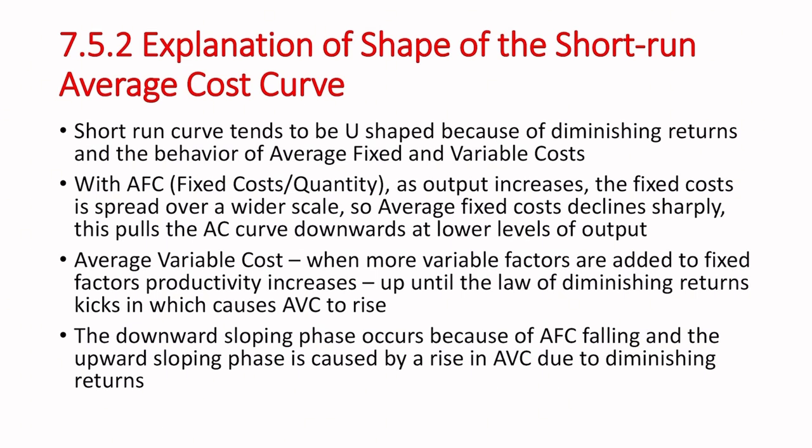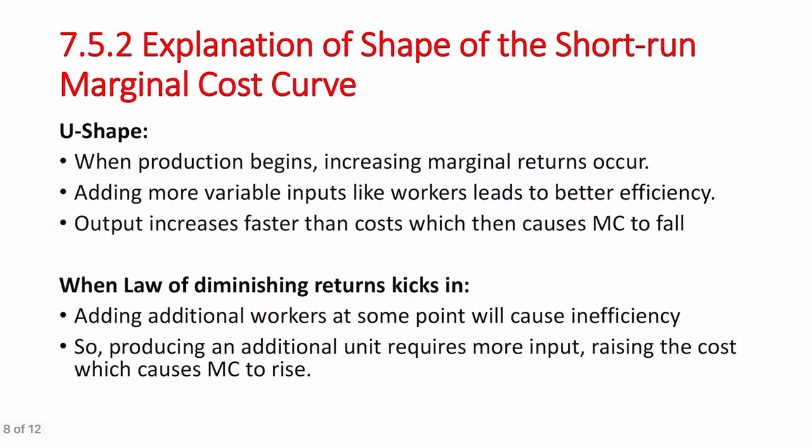The downward sloping phase occurs because of average fixed costs falling, and the upward sloping phase is caused by a rise in average variable cost due to diminishing returns. Now let's take a look at the explanation of the shape of the short-run marginal cost curve.